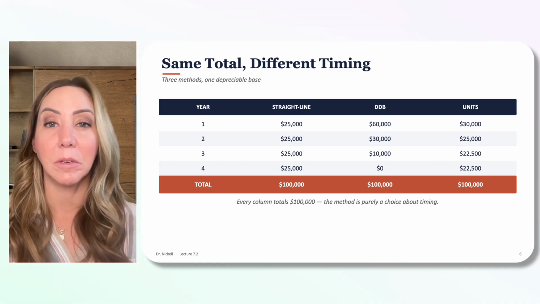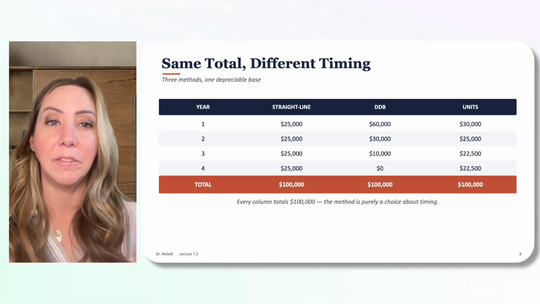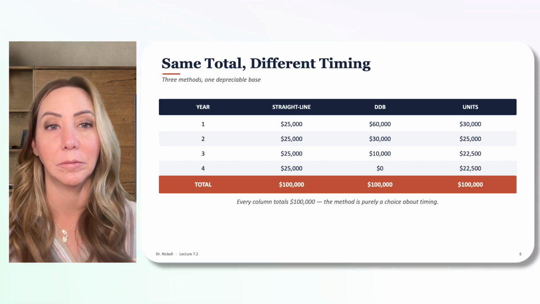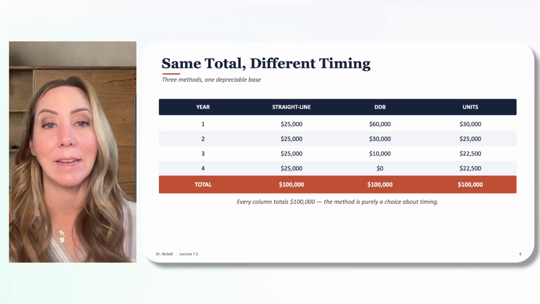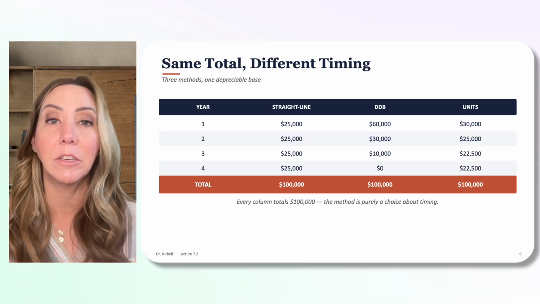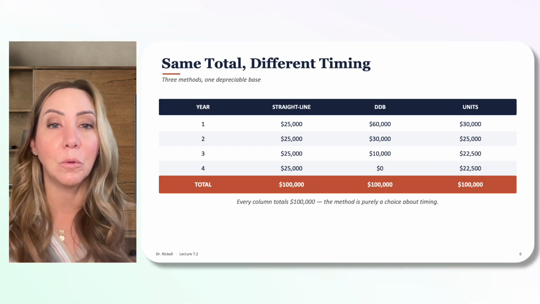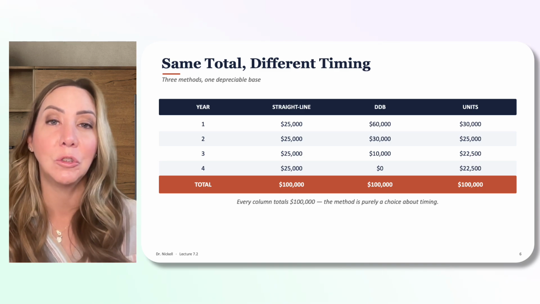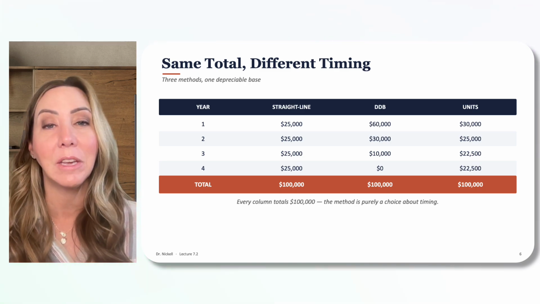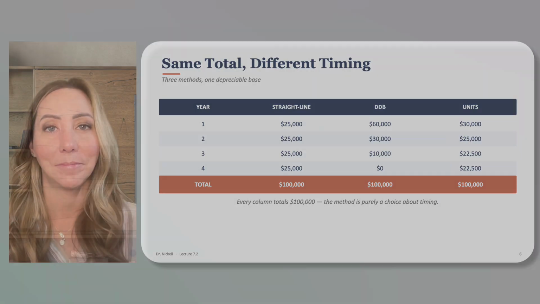The yearly numbers are completely different under the 3 methods, but if you add up any column, you get the same $100,000 of total depreciation. And every method lands the asset at the same $20,000 residual value at the end. The method is purely a choice about timing. This is also why you have to be careful comparing 2 companies' earnings if they use different depreciation methods. The difference you're seeing may be method, not performance.